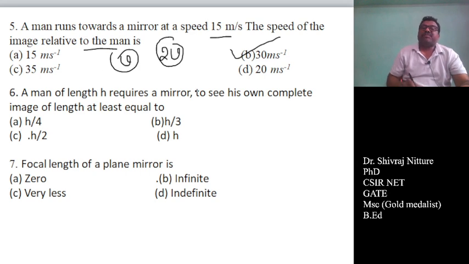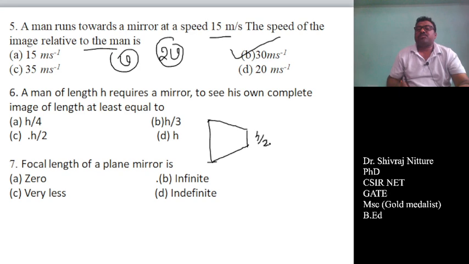A man of height h requires a mirror of what size to see his own complete image? At least, as I already told you, if a man has height h, then he requires a mirror of height h by 2 to see his complete image. We already discussed it in our theory part. Like this, I have divided it. So this is one, but here you can see 4 portions. So this h is h by 2. So the answer is h by 2.